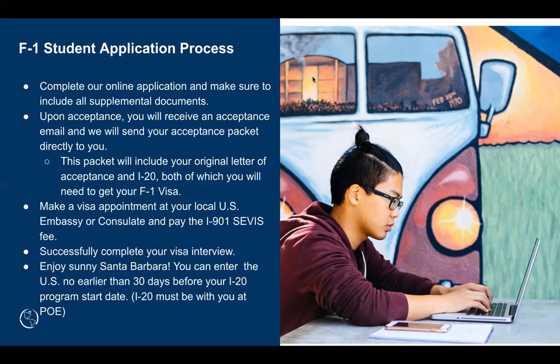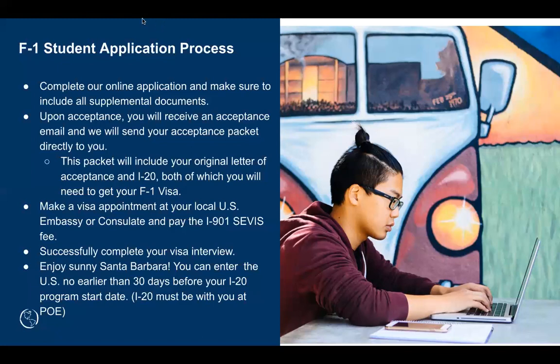And this packet will include your original letter of acceptance and your I-20, which is your certificate of eligibility. You'll need both of these things to get your F1 visa. So once you get this packet, you'll make your visa appointment at your local U.S. Embassy or consulate, and you'll need to pay the I-901 SEVIS fee before attending this appointment. And in your acceptance email, I provide the link to pay this fee, so it's nice and easy for you.